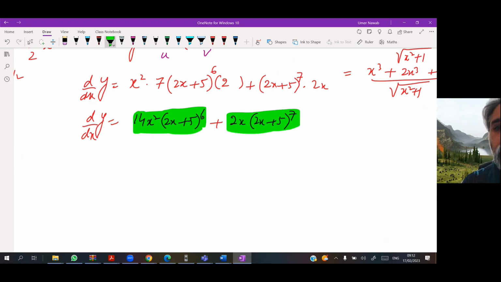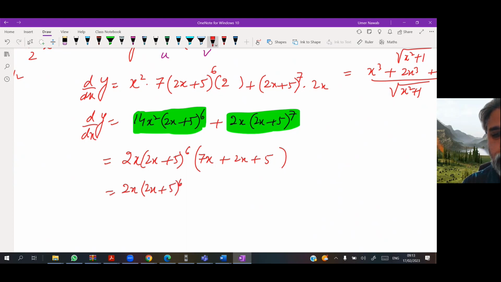Okay guys, so see the common things. I'm going to take 2 common, x common, and (2x plus 5) raised to 6, the smallest power. I took it common, so what is left here? 7x. Here, 2x is gone, so just 2x plus 5 is left. So (2x plus 5) raised to 6, then 7x plus 2x is 9x, plus 5. That's all with this answer.